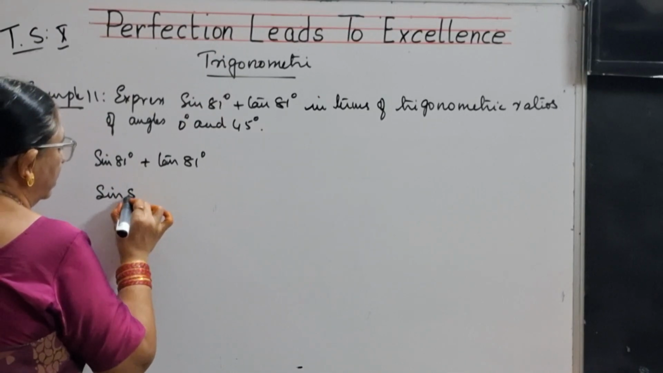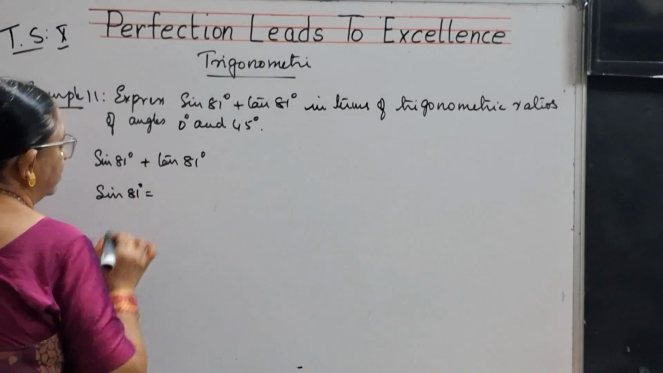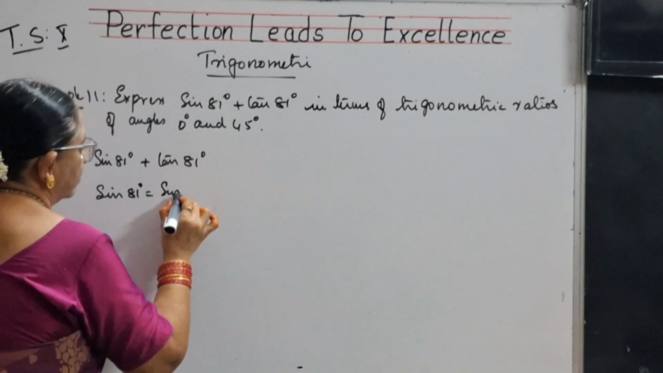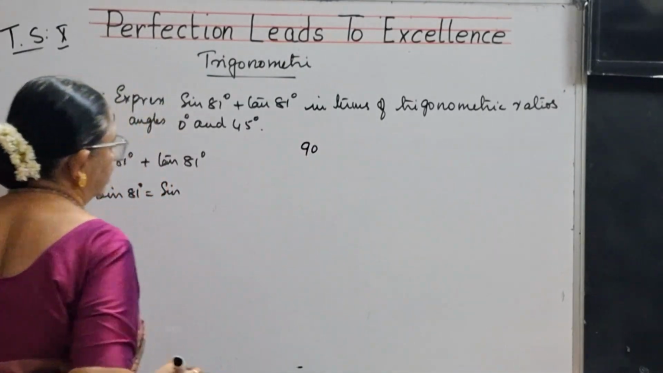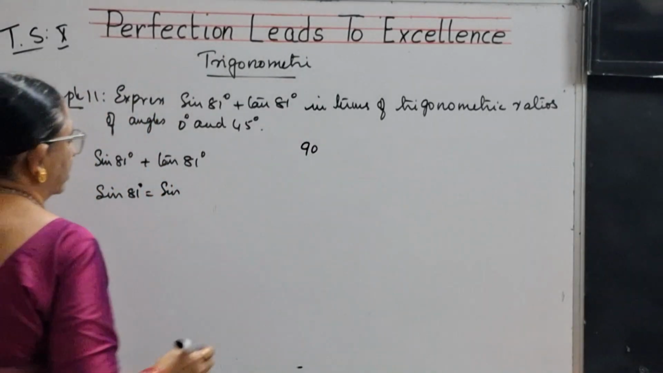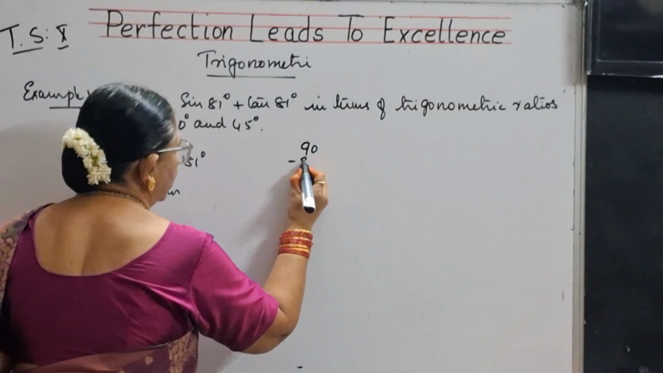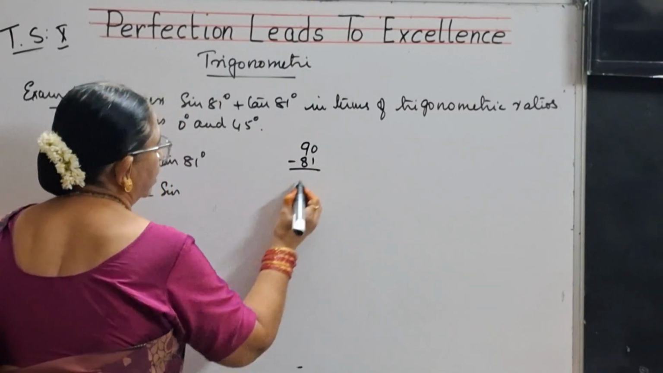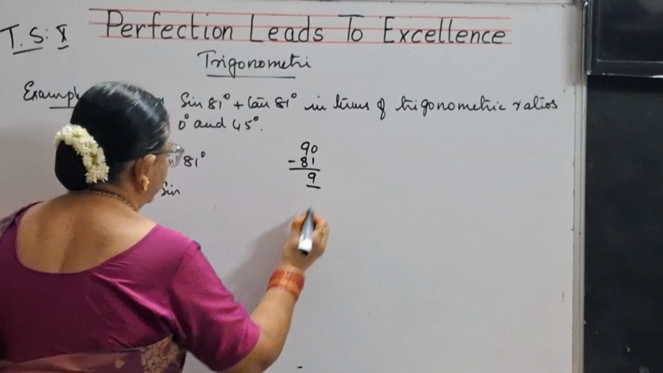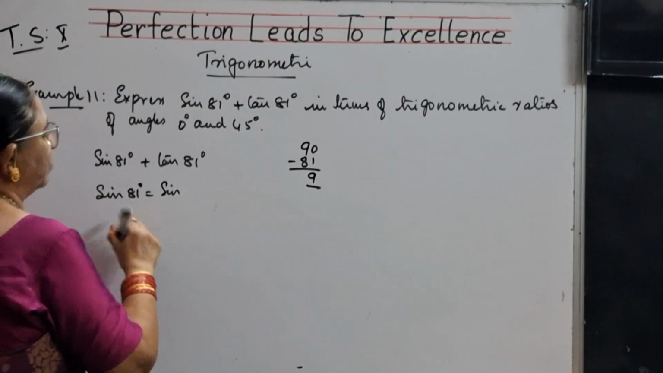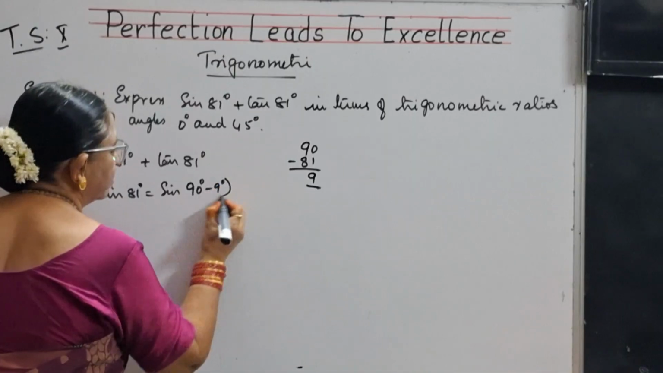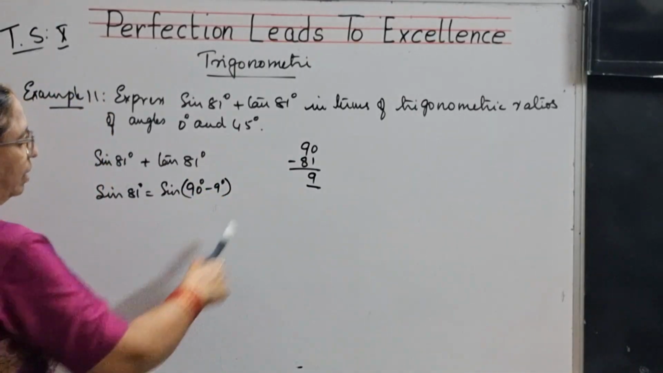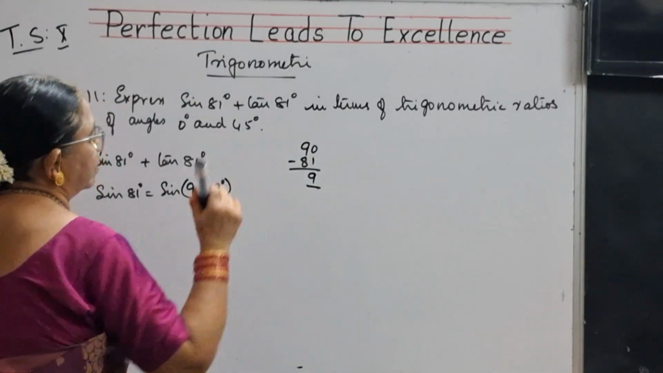You can write sine 81 degrees as sine... See, remember this, children. It is easy if you do this rough work. Write 90 minus what 81 is given. How much are you getting? 9. So sine 81 can also be written as sine of 90 degrees minus 9 degrees. 90 degrees minus 9 degrees is 81 only.